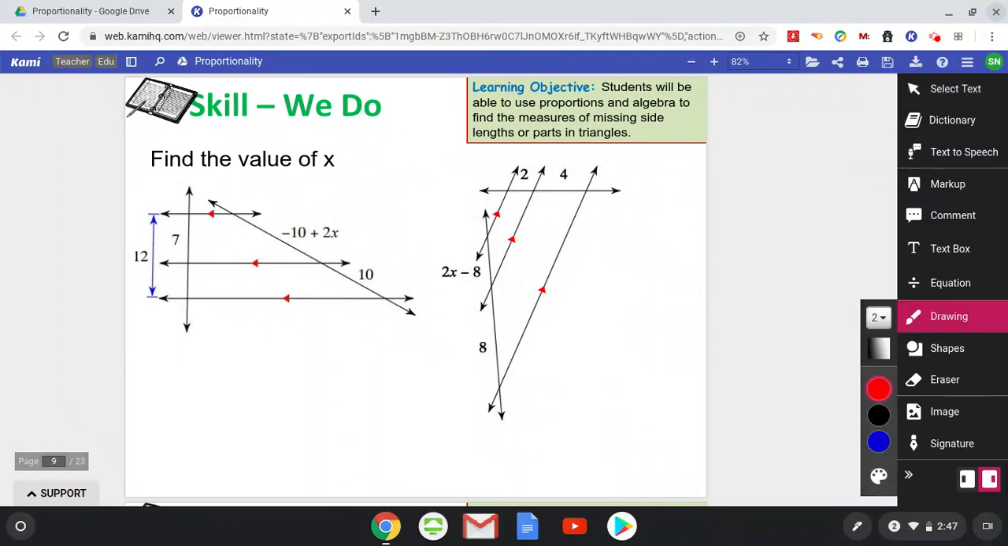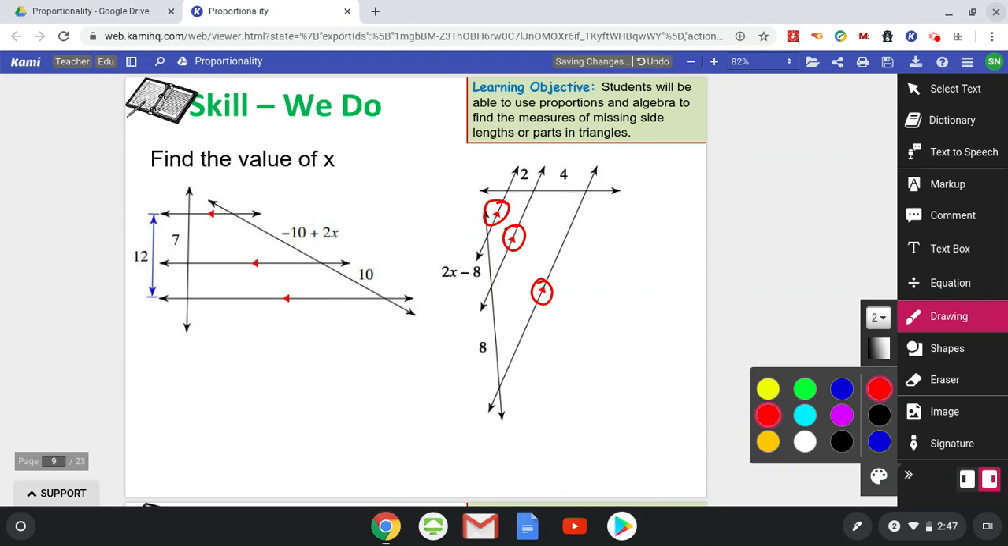So now let's identify what's happening in this problem. We have three lines that are parallel. Notice I circled the markings that make the lines parallel, and we have two transversals. And we will be looking at proportional parts.